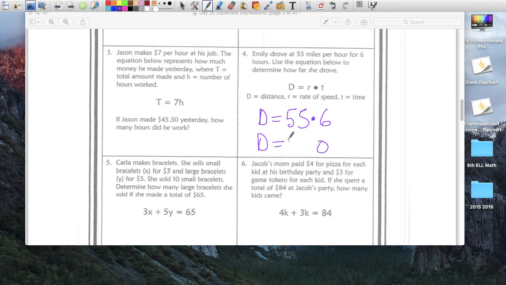6 times 55 is 330, and she drove a total distance of 330 miles. Alright, so I used that formula and I substituted the values that were given to me.